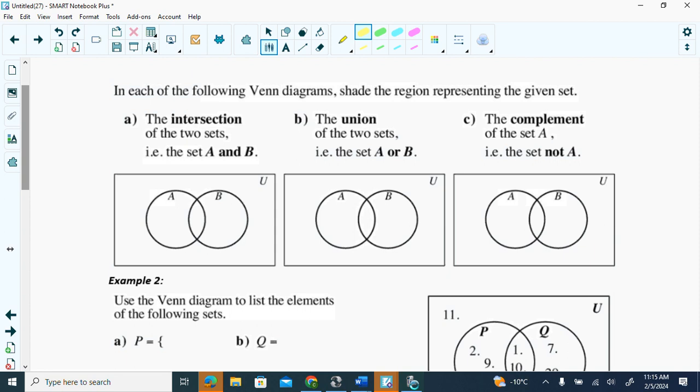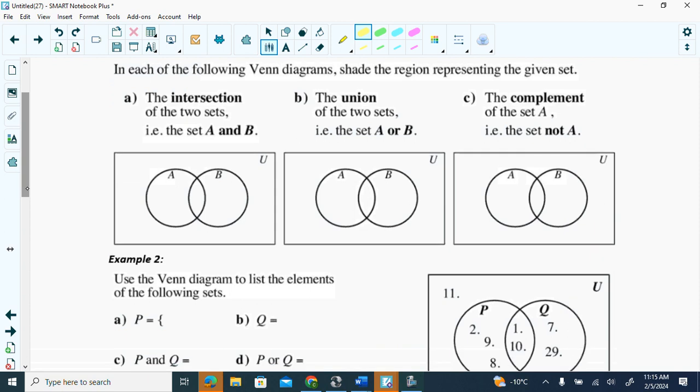So, this one says, in each of the following Venn diagrams, shade the region representing the given set. So, it says the intersection of the two sets. Intersection is this symbol. We agree? That symbol right there. That's what intersection means.